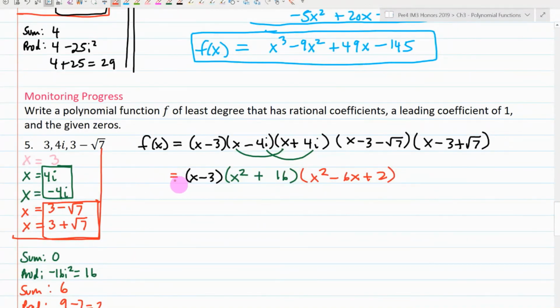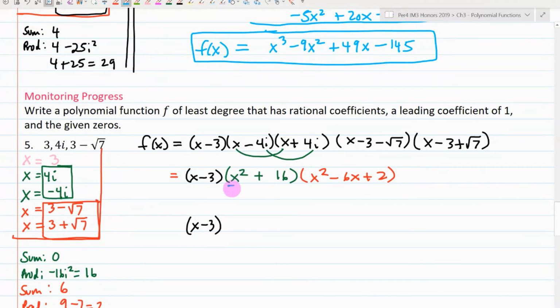So now we have all of this. If we're going to multiply all of this together, there's a couple of different ways of doing that. So if I want, I can multiply these two together first and then multiply it by this, which I think I'm going to go ahead and do. So I'm going to leave this x minus 3 alone, and bring that down here.